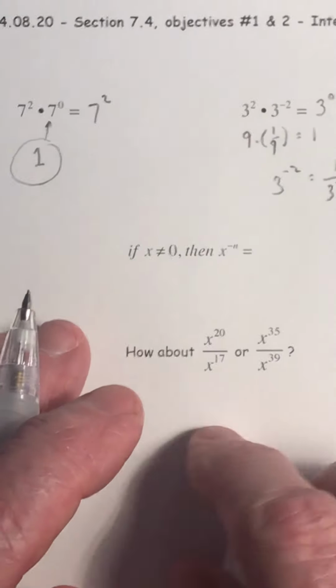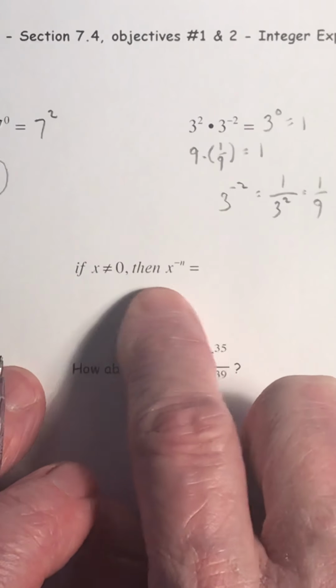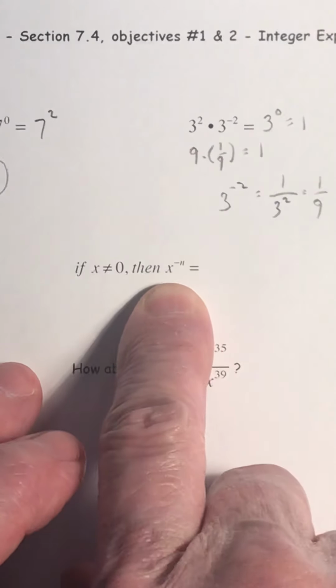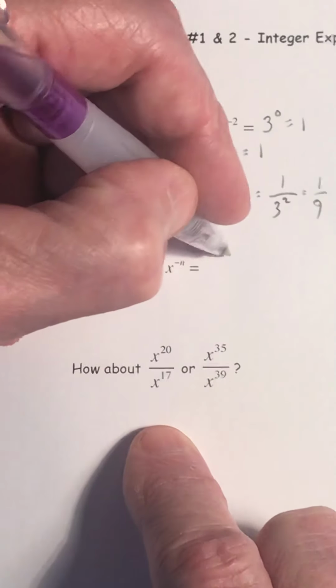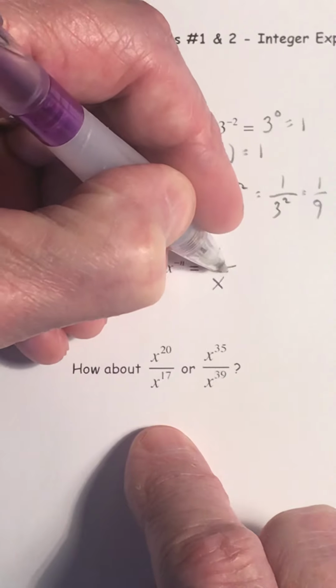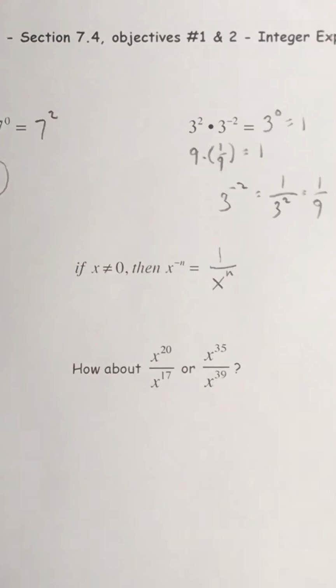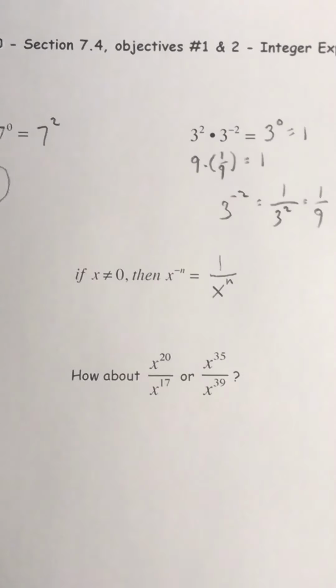So what we're learning here is, again, x can't be 0, then it doesn't get defined, but anything to a negative power is equivalent to 1 over the same thing to the positive version of that exponent, or opposite power. Okay.